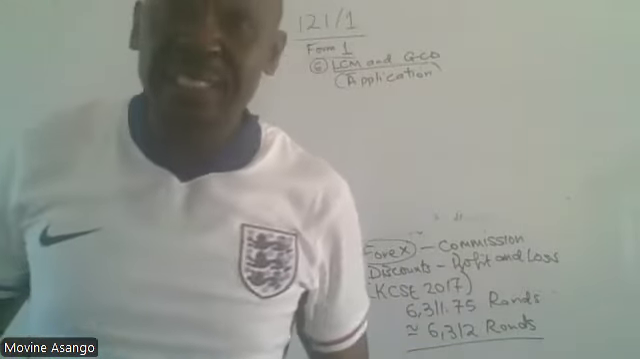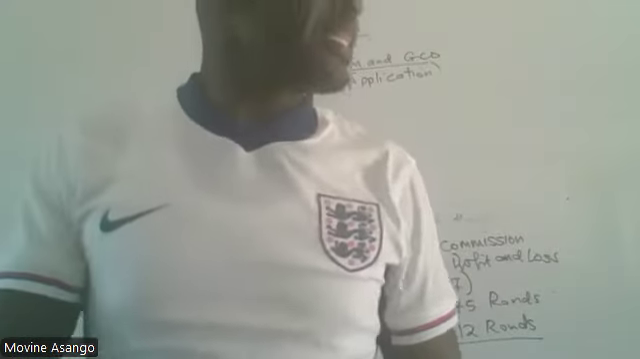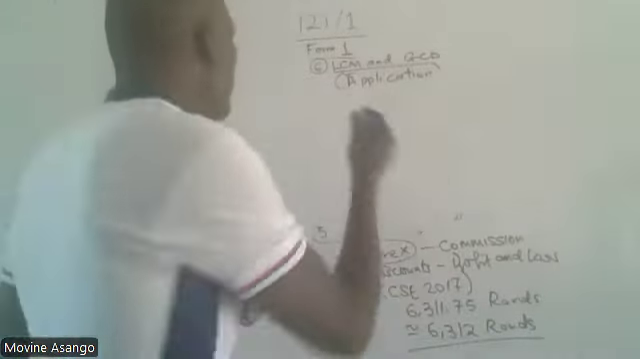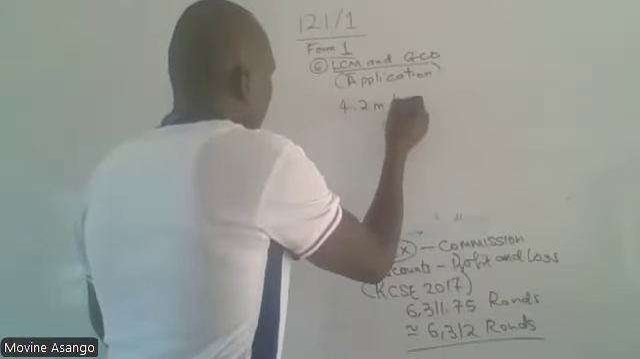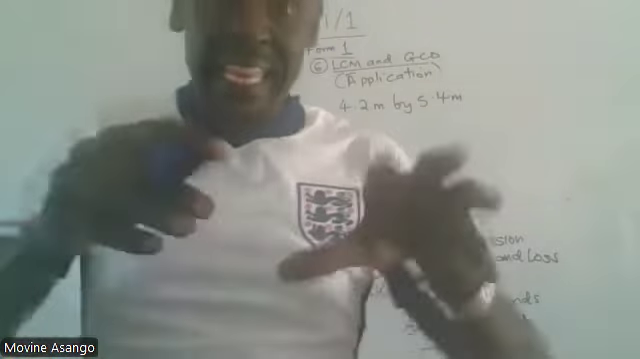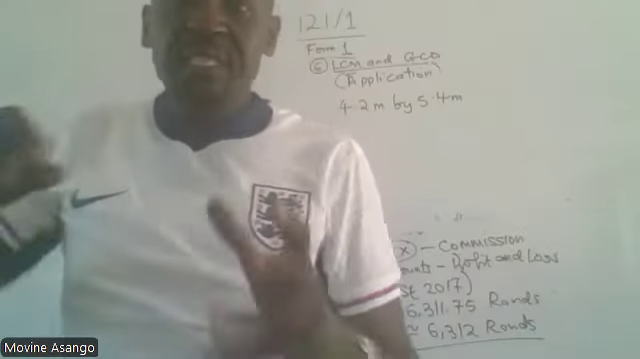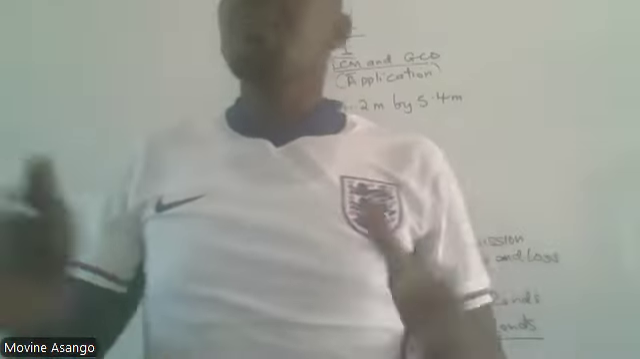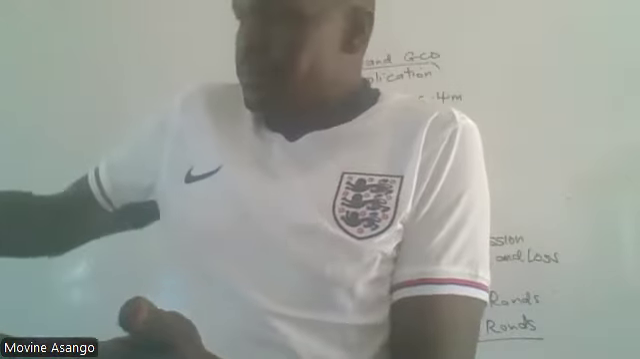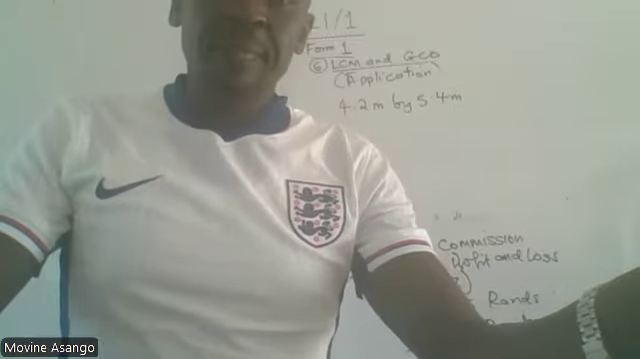In the year 2020, again, application of GCD resurfaced. This time around, the candidates were given a question like, a rectangular room, the dimensions are 4.2 meters by 5.4 meters. And the room is to be carpeted using square tiles. What does it mean? It means that the floor is subdivided. And then the examiner asked for the least number of tiles that will be used.